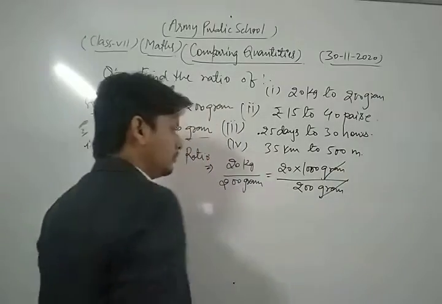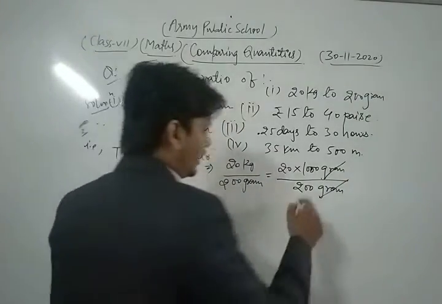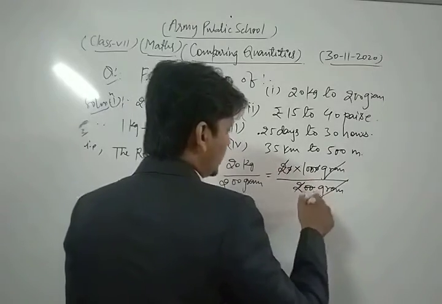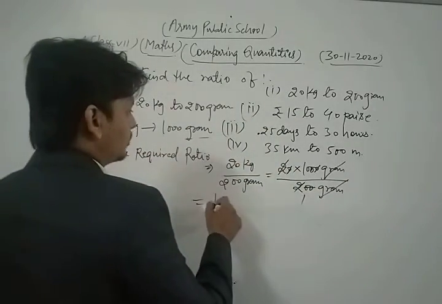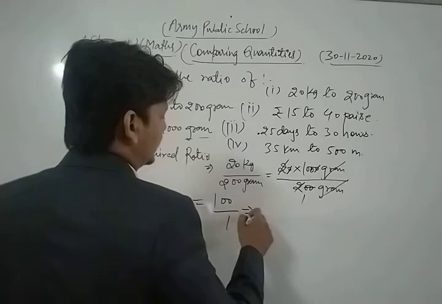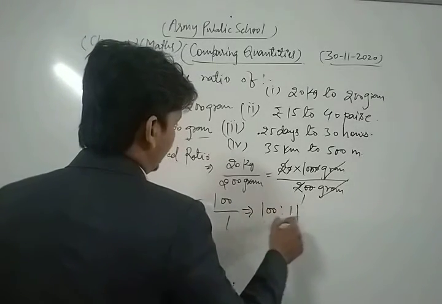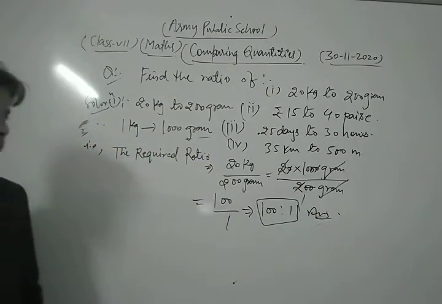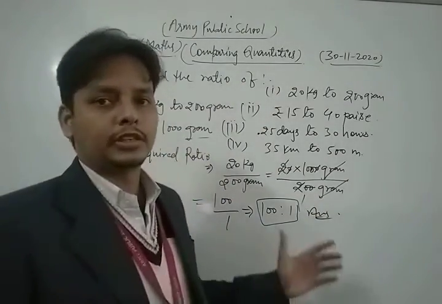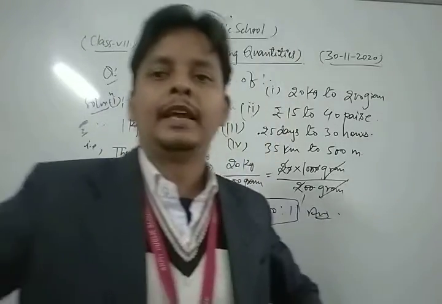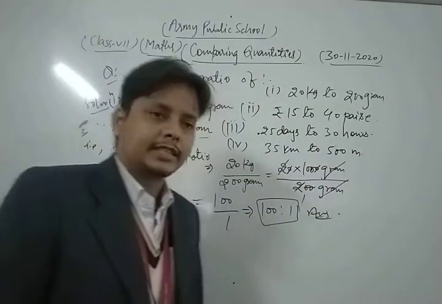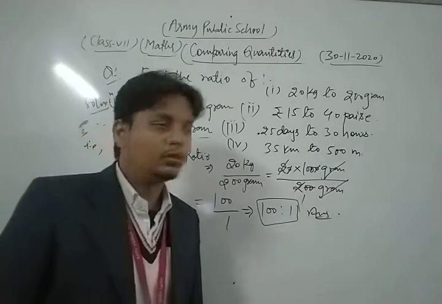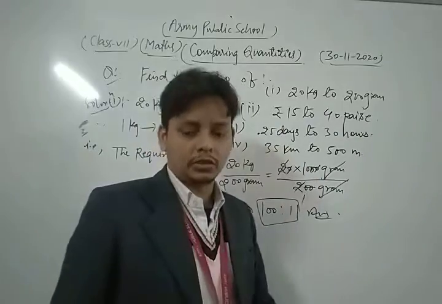Now gram cancels with gram. 20 also cancels: 2 ones are 2. So we get what, dear students? 100 upon 1. Thus the required ratio is 100:1. This is our required solution of the given question. Thus, dear students, in this way you can solve each and every question of your NCERT exercise based on the topic ratio. Now we solve the second part of this question. Let's see.